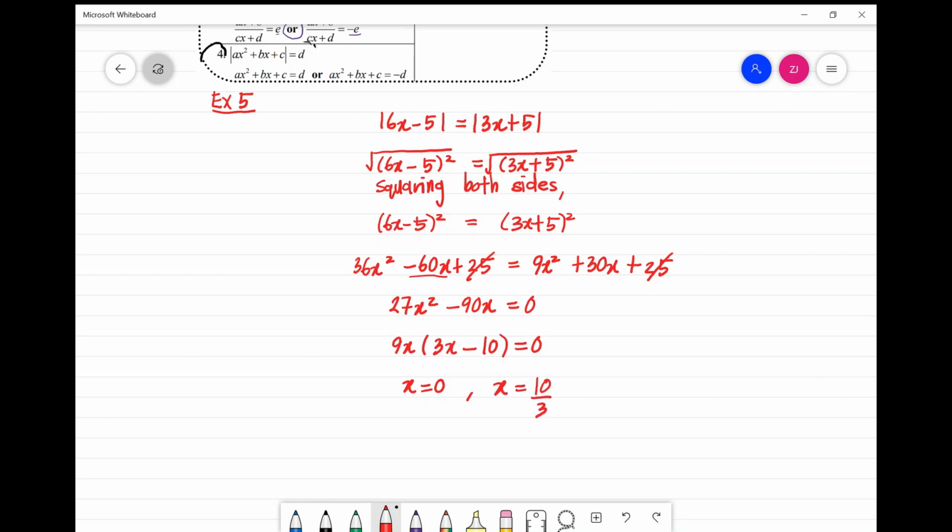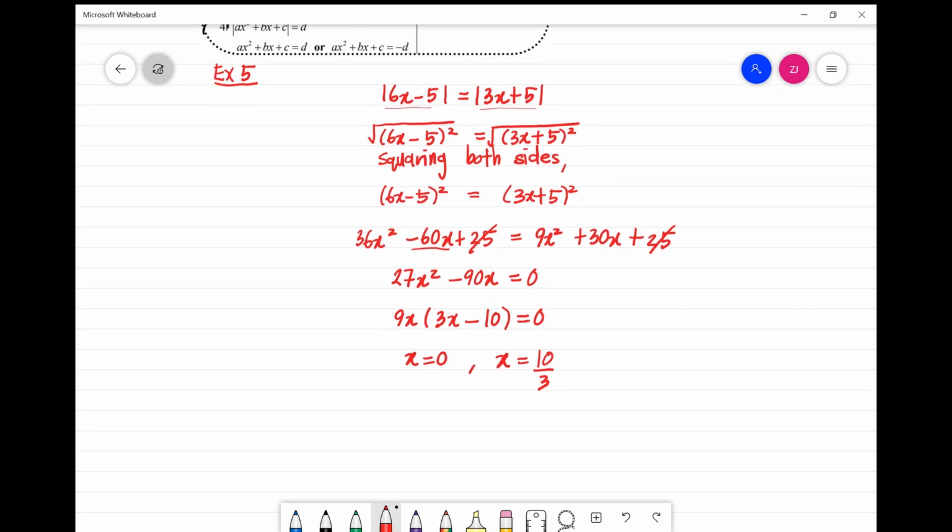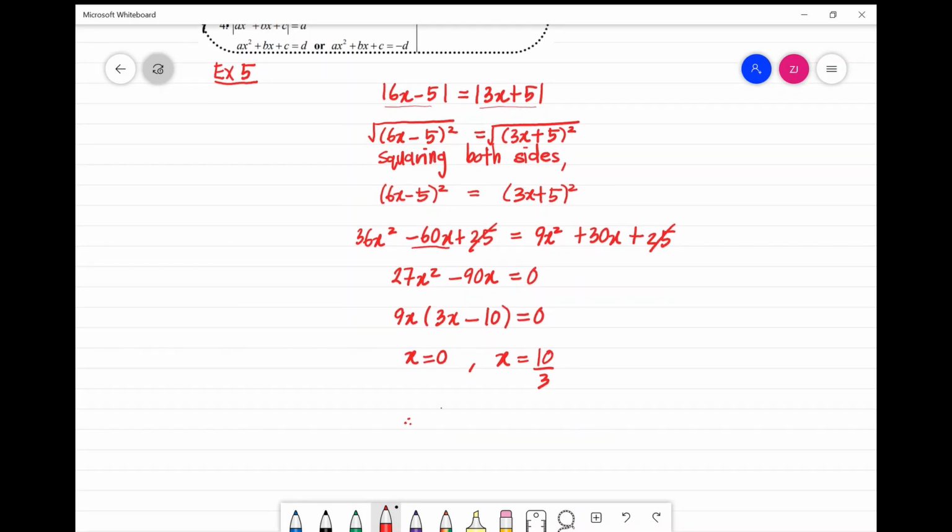In this case, because we know that both sides are positive, as they represent the absolute, we don't really have to check our answer. So we simply finalize the answer: x such that x equals 0 and x equals 10 over 3.